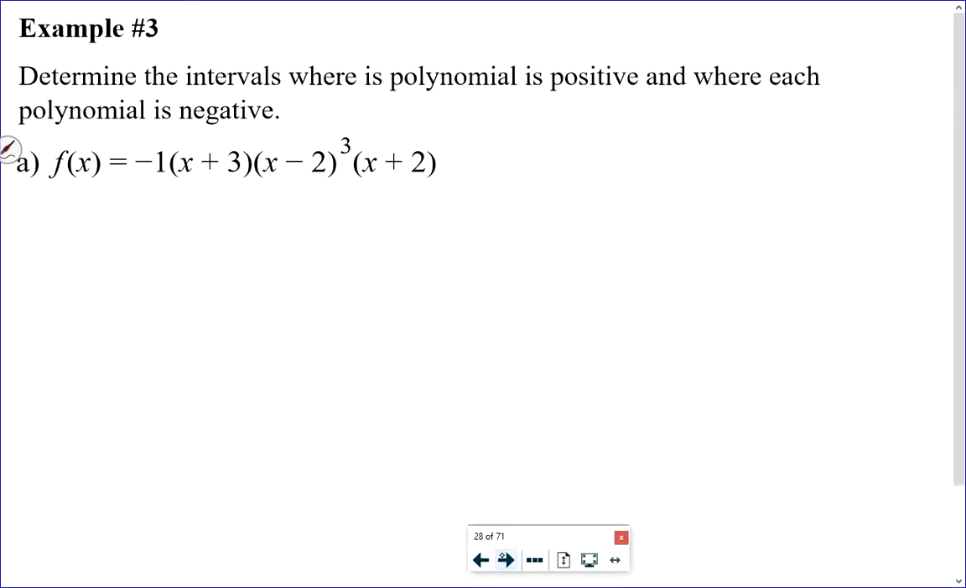All right, so we have one more thing to do. Question 3 says, determine the intervals where this polynomial is positive and where this polynomial is negative. So what we're really asked to do here, well, I'll say this first.